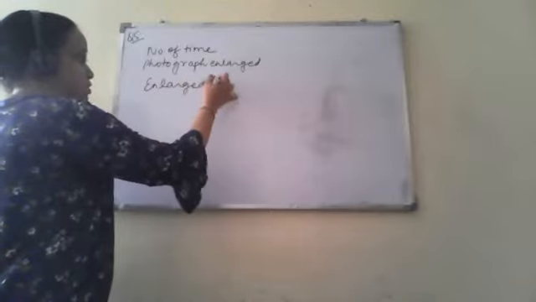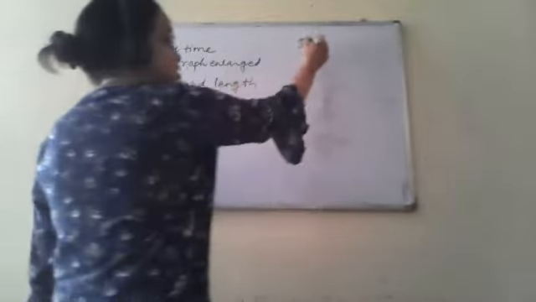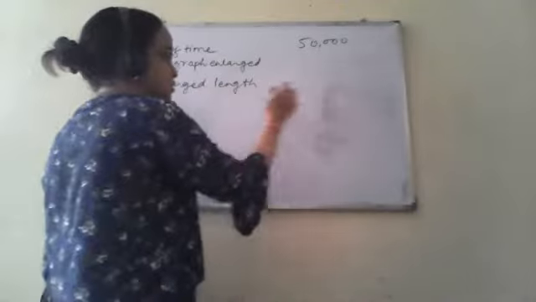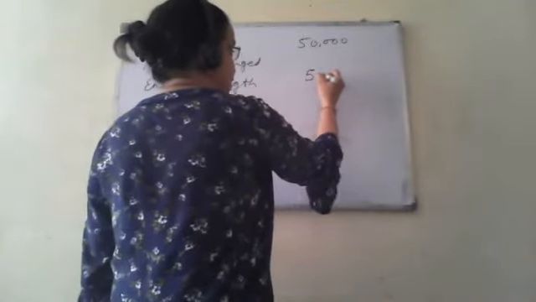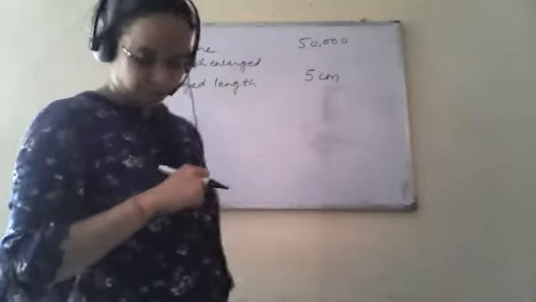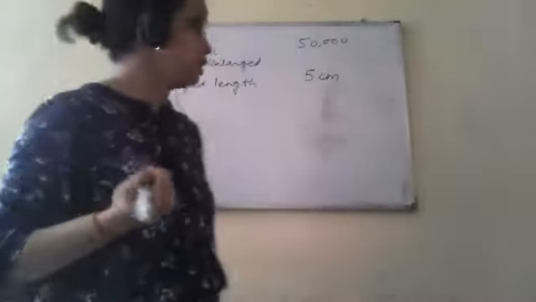We have the enlarged length. How many times was the photo enlarged? It was 50,000 times, and the enlarged length was 5 centimeter. Now, the first thing we need is: what is the actual length of the bacteria?